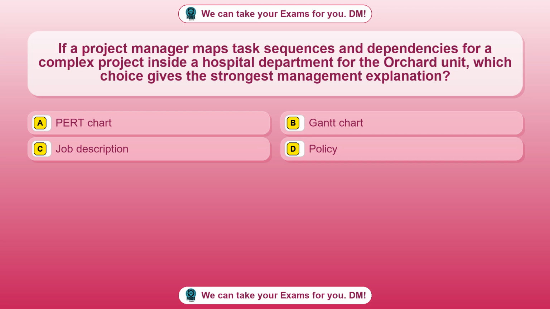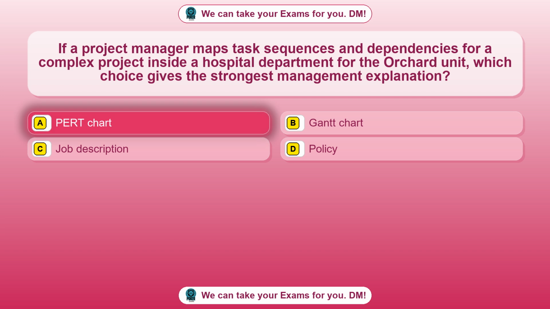Question 1. If a project manager maps task sequences and dependencies for a complex project inside a hospital department for the orchard unit, which choice gives the strongest management explanation? Option A, PERT chart. Option B, Gantt chart. Option C, job description. Option D, policy. The correct answer is option A, PERT chart.